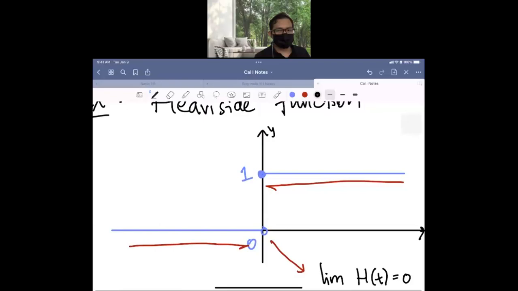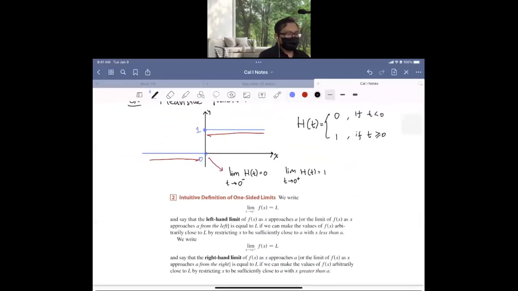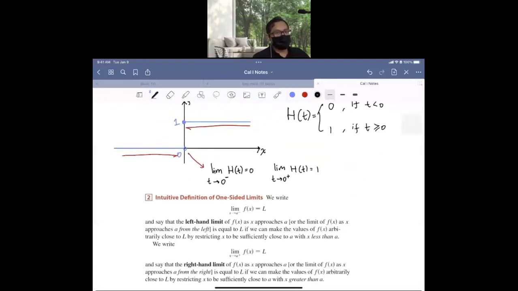How do you know it's 0.5? Because... but there is nothing at 0.5. Yes, correct. So we can say the limit doesn't exist. Okay, I think I will go to the next page.